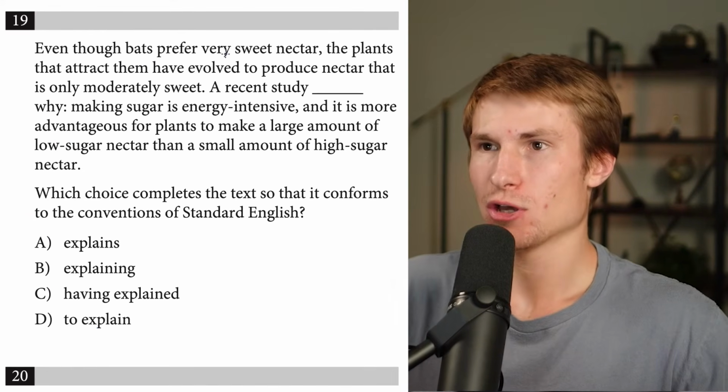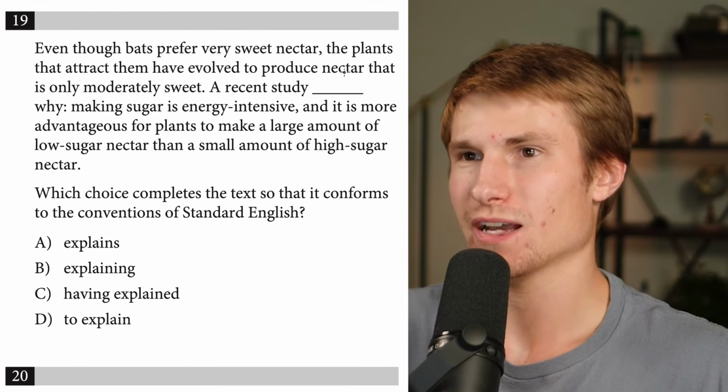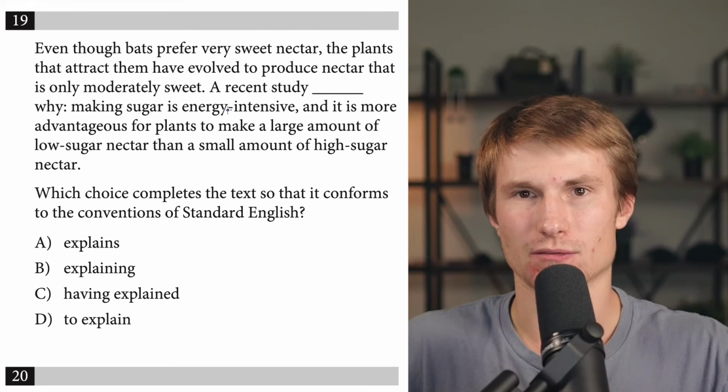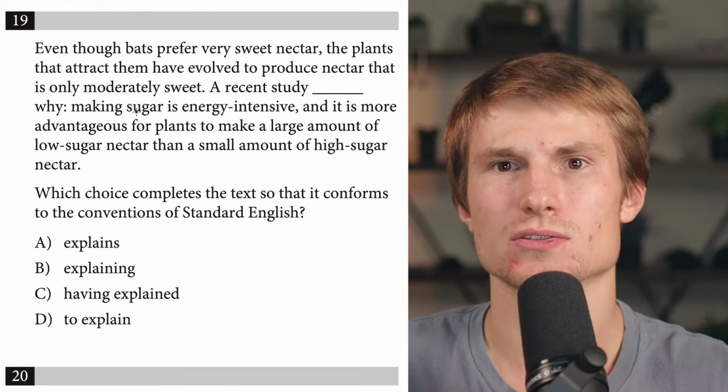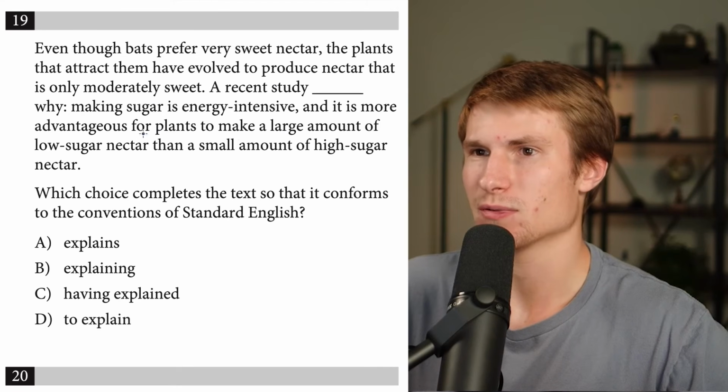Question 19. Even though bats prefer very sweet nectar, the plants that attract them have evolved to produce nectar that is only moderately sweet. A recent study, and then we have something to explain. So explains why making sugar is energy intensive and is more advantageous for plants to make a large amount.